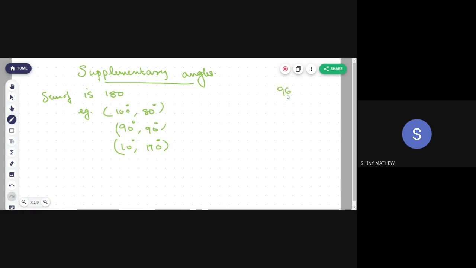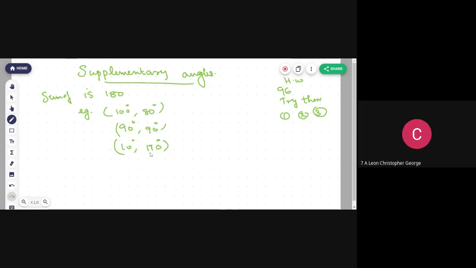Page number 96. It's homework for you. Try this: question numbers 1, 2, and 3.